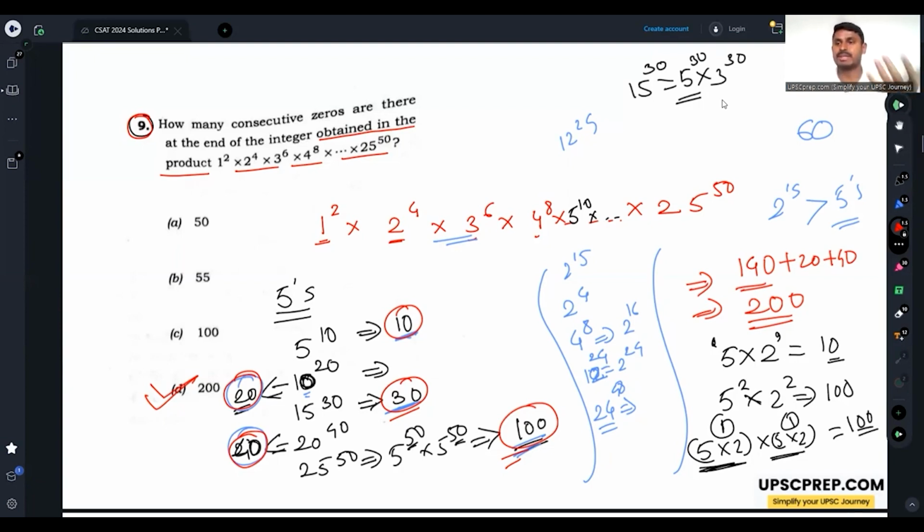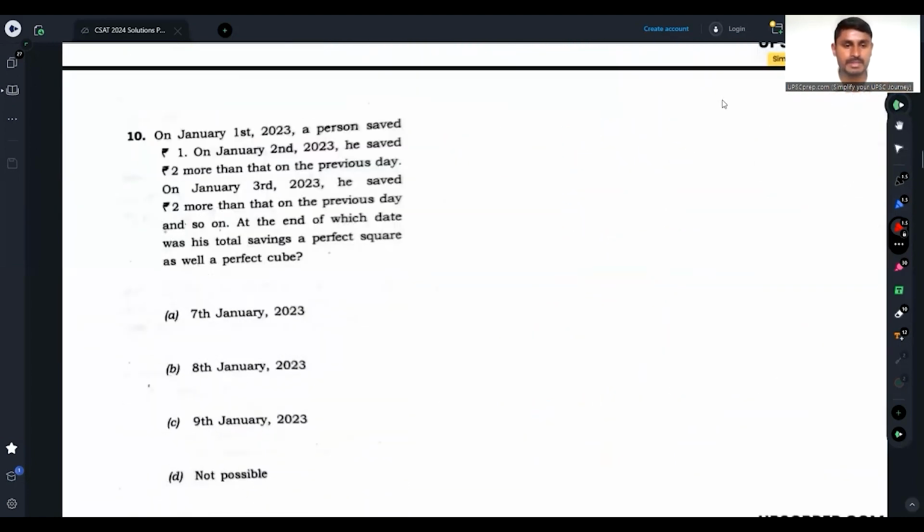Okay, so it will take less time, but I would say still again this was a somewhat moderate level question. You can solve this question in the second go. Okay, in the first go you should always solve easy questions. Okay, see this next question.